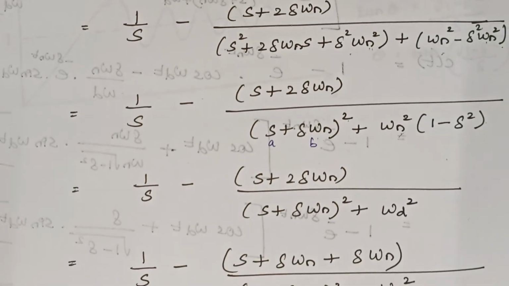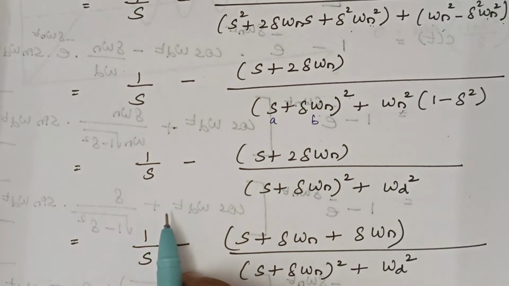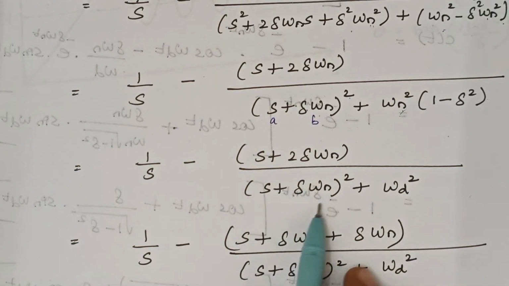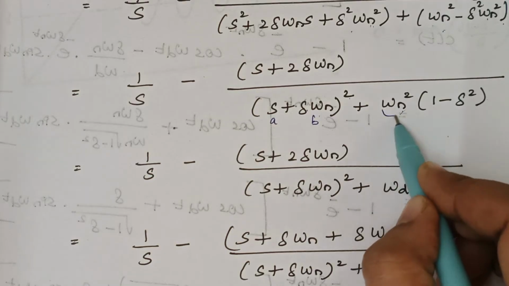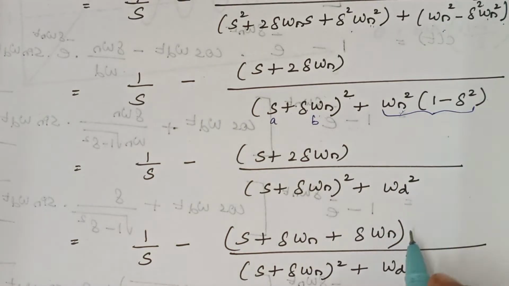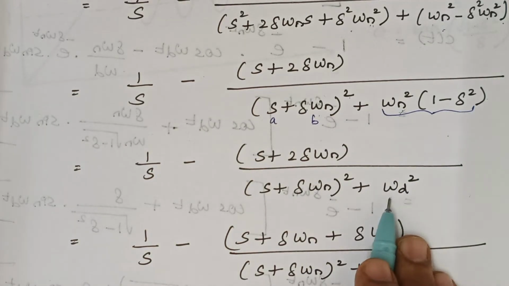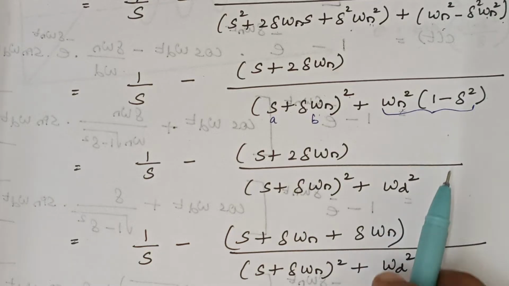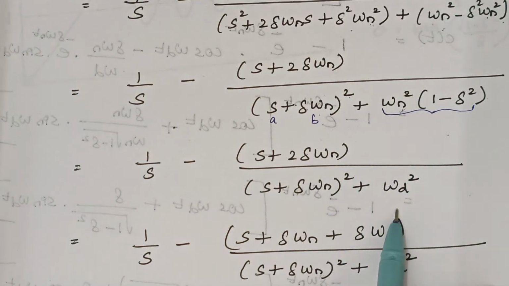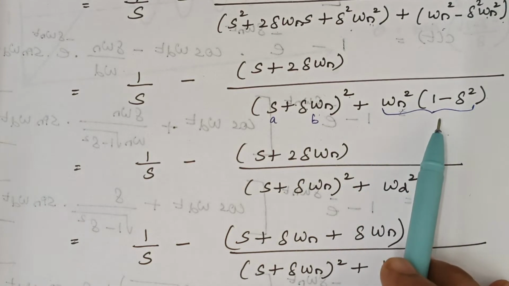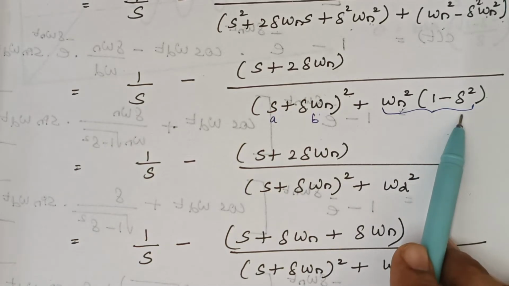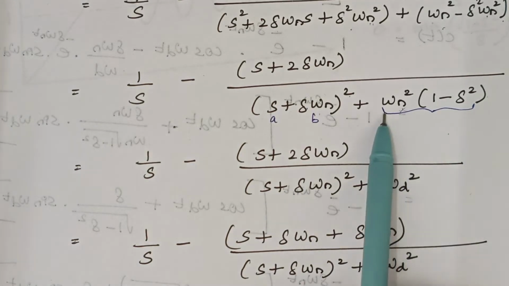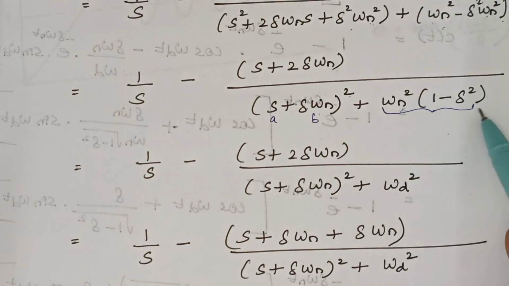And the next thing is 1 by s minus, here the remaining things I am writing as such, and here this entire expression I am writing as omega d square. This is as per the formula. That is, this omega d is nothing but omega n into root of 1 minus zeta square. That is the formula. So here I am simply replacing this expression with omega d square.